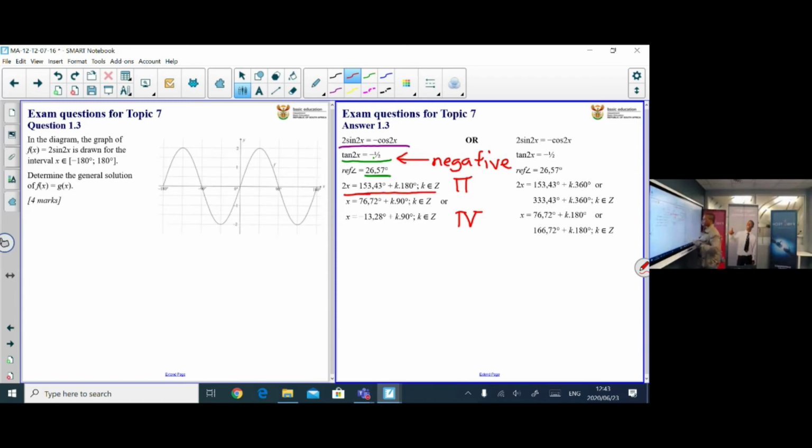So remember, you still have your 2x. So say 2x, and remember in the second quadrant, your angles are 180 minus theta. So it's 180 minus the 26 to get 153.43. And then you say plus k 180, where k is an element of the integers. And so when you now divide by the coefficient of x, your result will be this. So you end up with that.